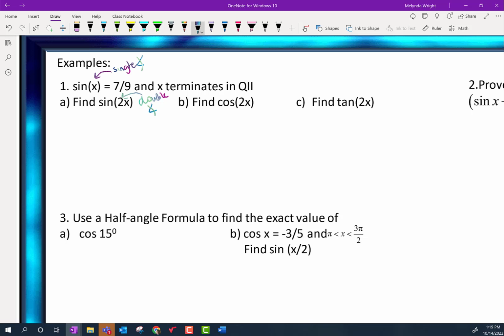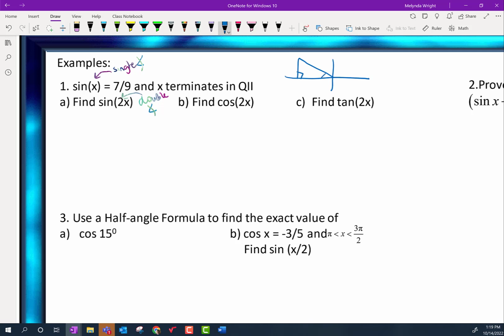So we need to keep that in mind. I am going to draw a triangle for the single angle because 7/9 is not a unit circle value, right? We can't really do anything with that. So that means we need to draw a triangle, right? That terminates in quadrant 2. So let's draw our quadrant 2 triangle.